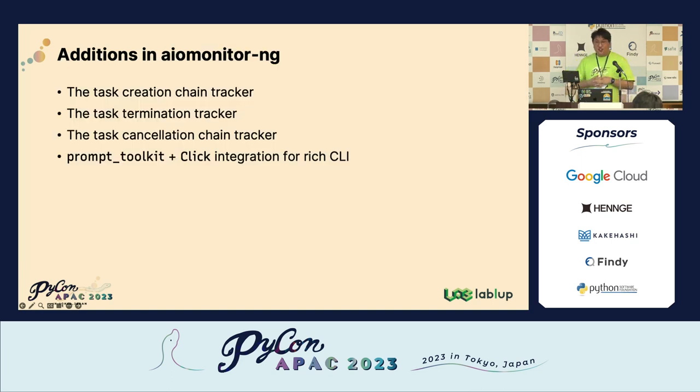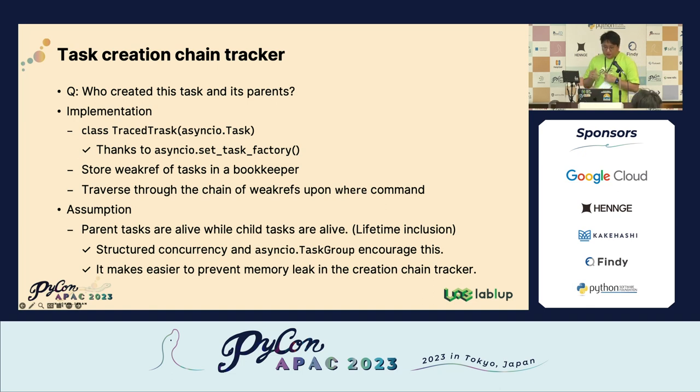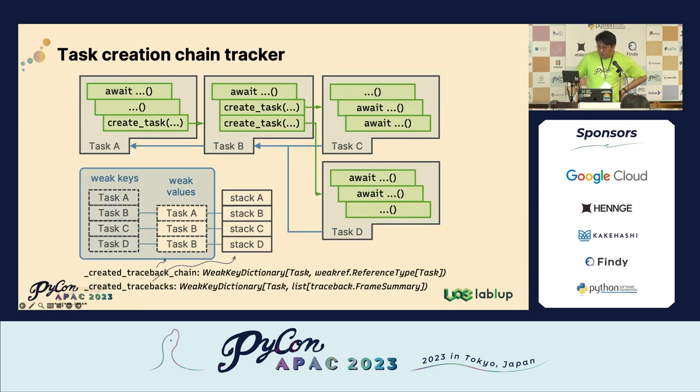My additions in AI monitor compared to the original project are task creation, termination, and cancellation trackers, with some new features like auto-completion and click integration for the rich CLI. The task creation chain tracker tries to answer who created this task, and that task was created by whom, and that by whom, and so on. So I used the asyncio set task factory method to provide a custom trace task class, which keeps track of the chain of task creation when it calls the create task methods. Let me go through the diagram here.